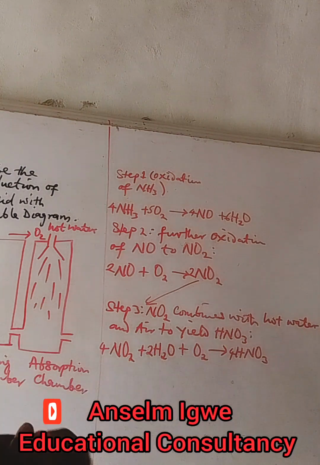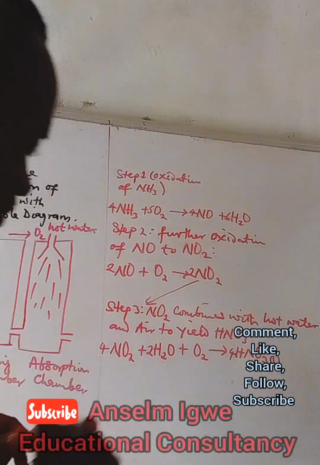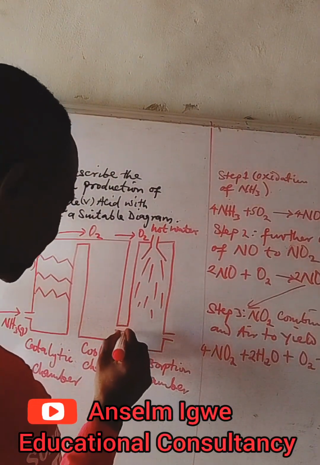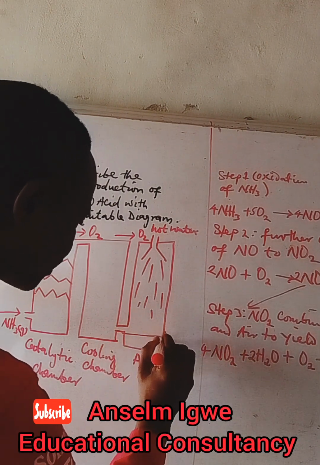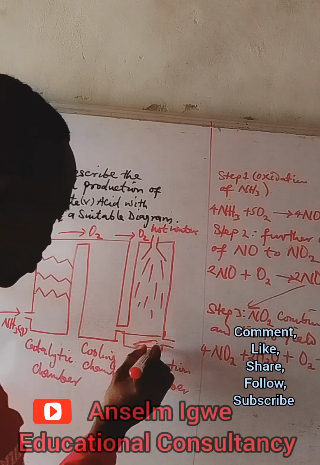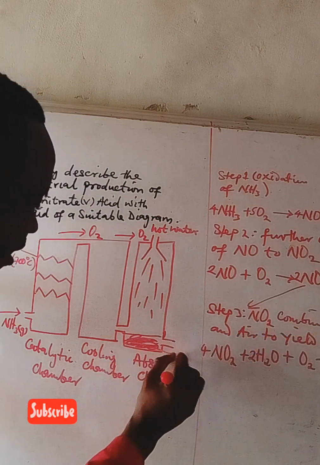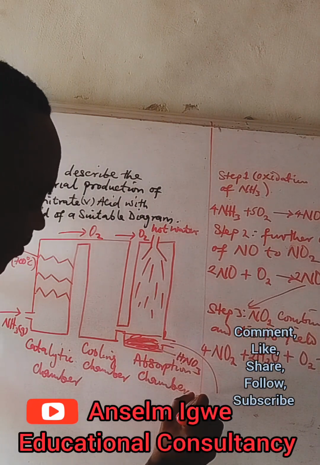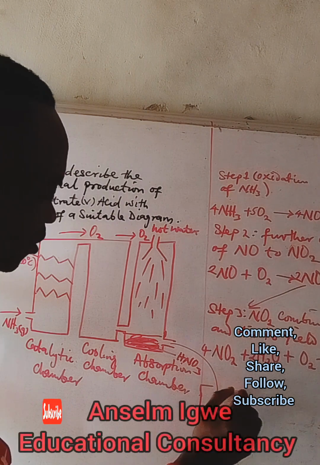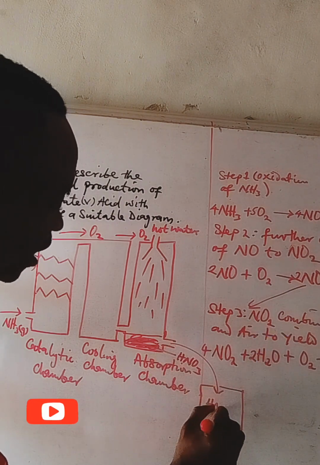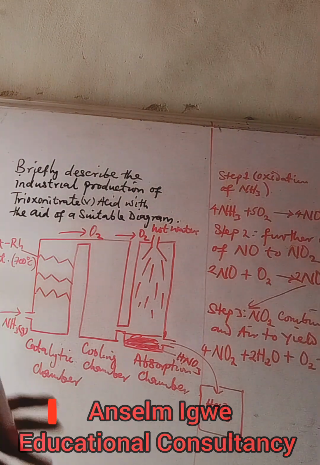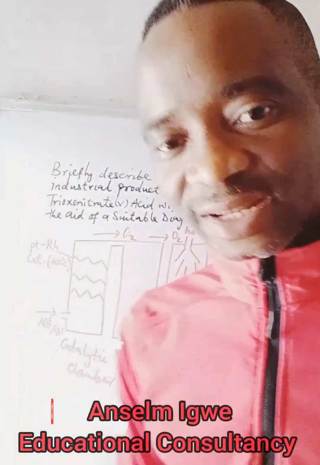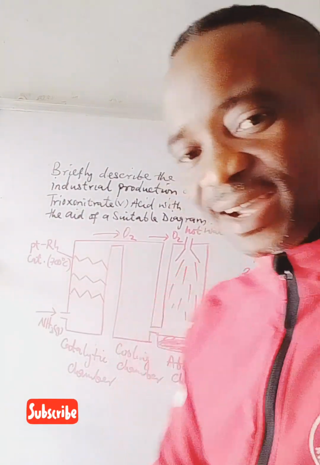And once this happens, remember, this acid is liquid. Because it is liquid, it is meant to settle here. This is our HNO3. So through this tap now, it is collected into a container. HNO3 is collected into a container. So this is the summary of the industrial production of nitric acid.